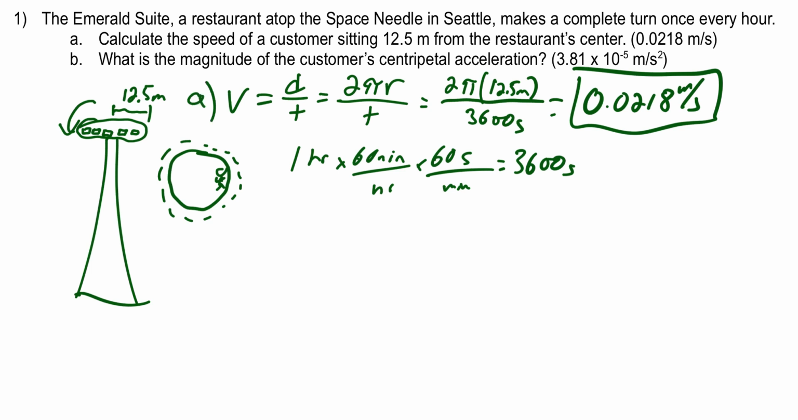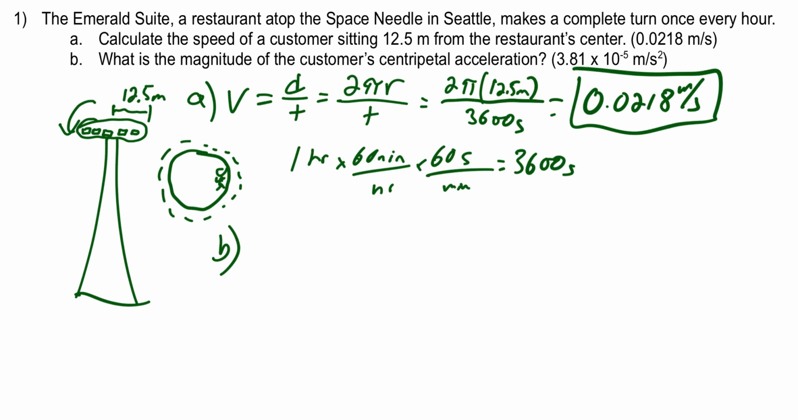So that's pretty slow. In fact, if you've ever done this in Seattle, or in Los Angeles where they have one as well, you don't even really notice that you're moving. You just slowly see the city rotate as you're eating your dinner.